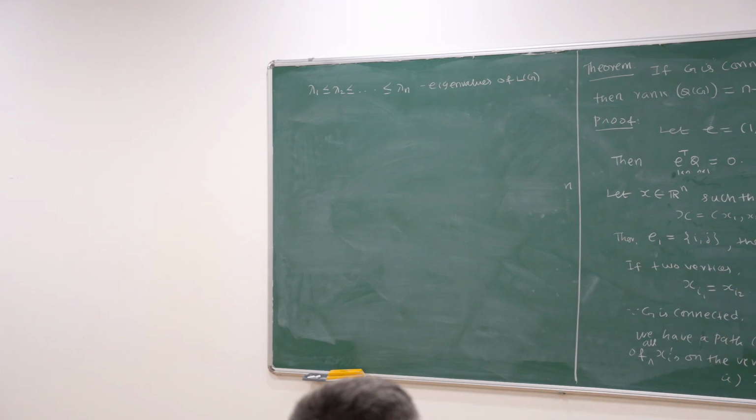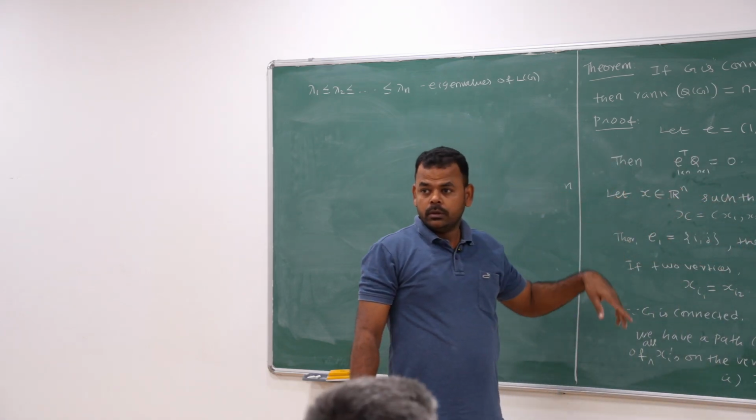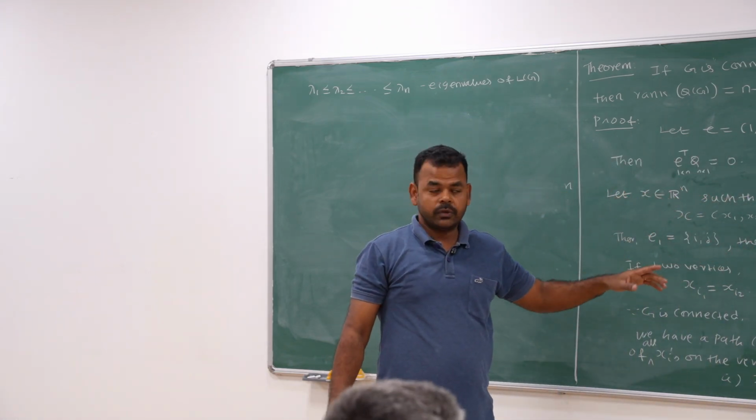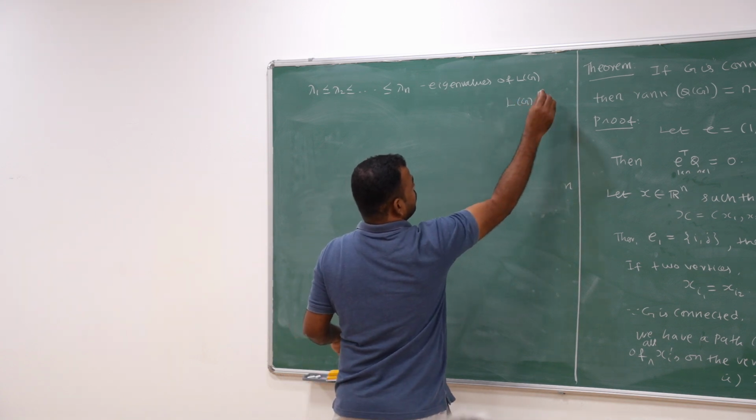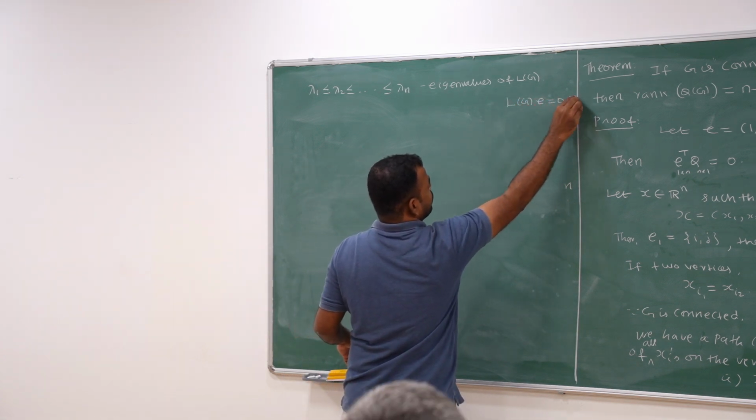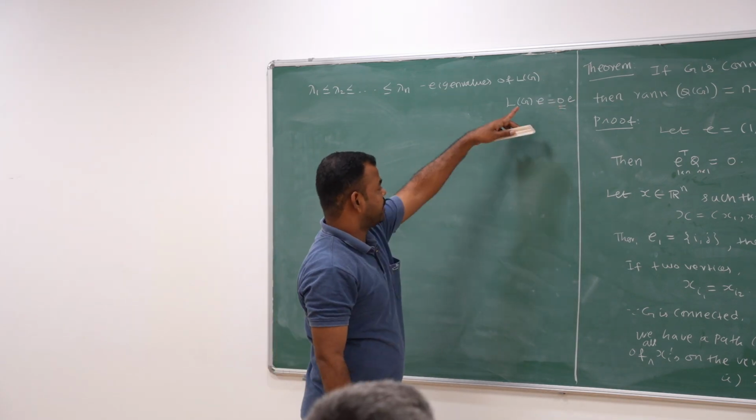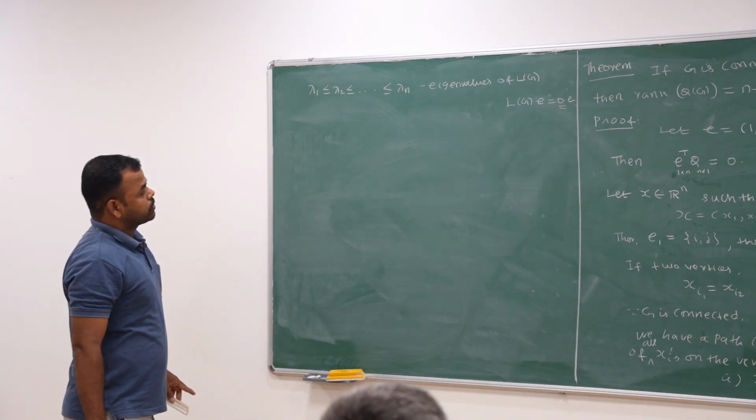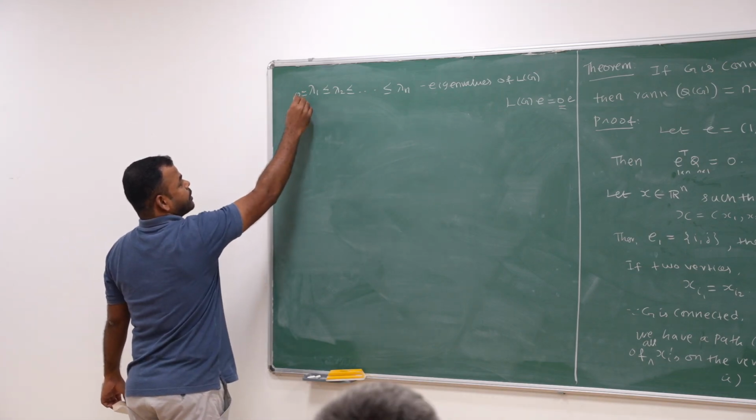Something more can be said about this L of G. What are the row sums of this matrix L of G? The row sum of the matrix L of G is 0, because if you take the all ones vector e, L of G times e will be 0 times the all ones vector. So 0 is always an eigenvalue corresponding to the eigenvector all ones vector, irrespective of the graph.